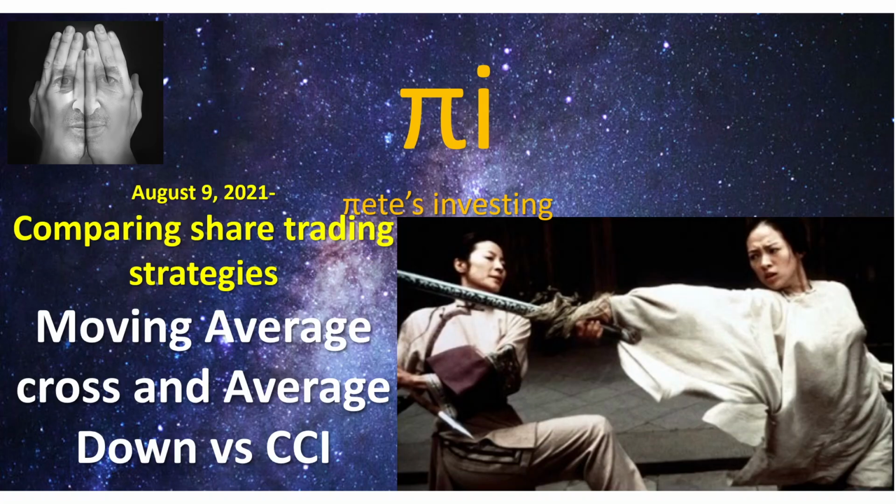In this strategy edition, we'll be taking a look at some comparison strategies between the moving average cross and the CCI, or Commodity Channel Index, and both are using average down techniques.